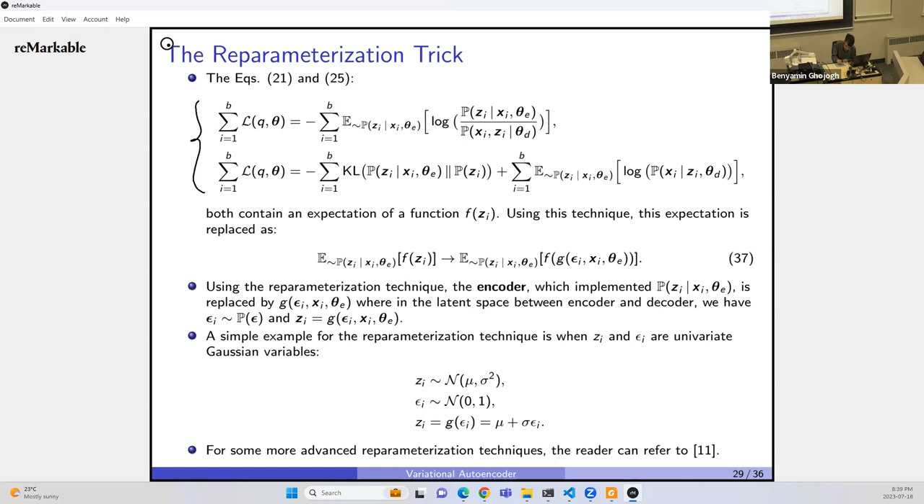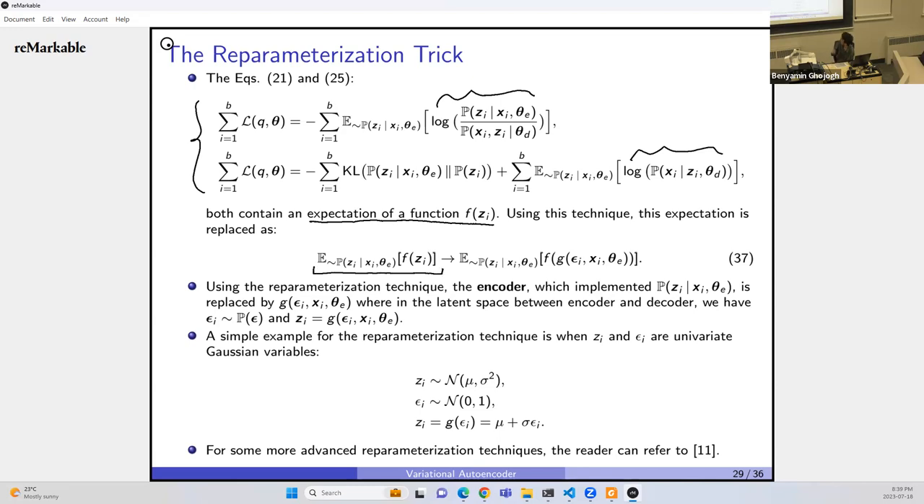Both contain an expectation of a function f of Zi. We are still in the reparameterization technique. Do you agree? This is a function of Zi. This is also a function of Zi. Using this technique, the expectation is replaced by this.